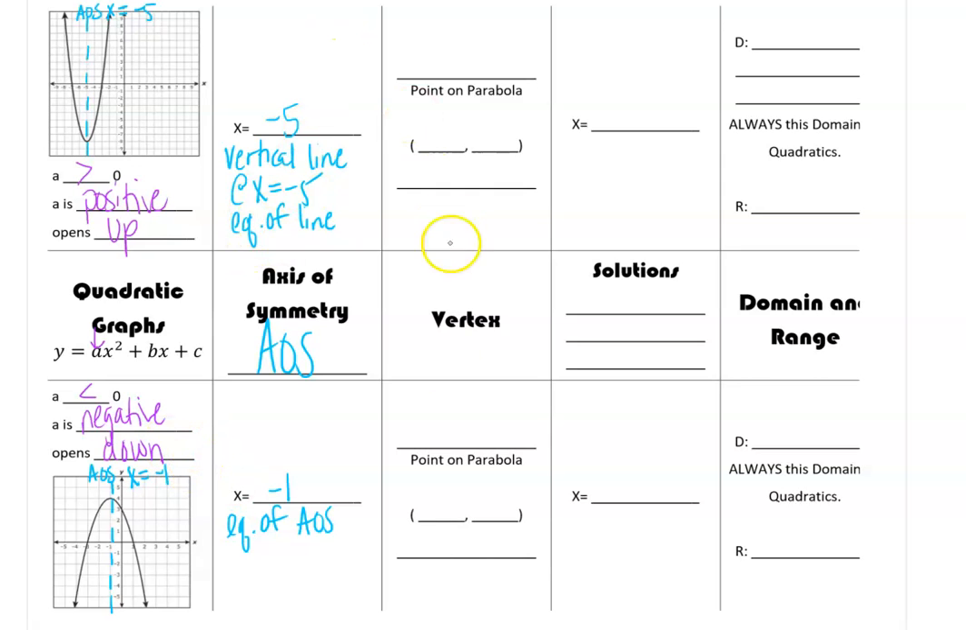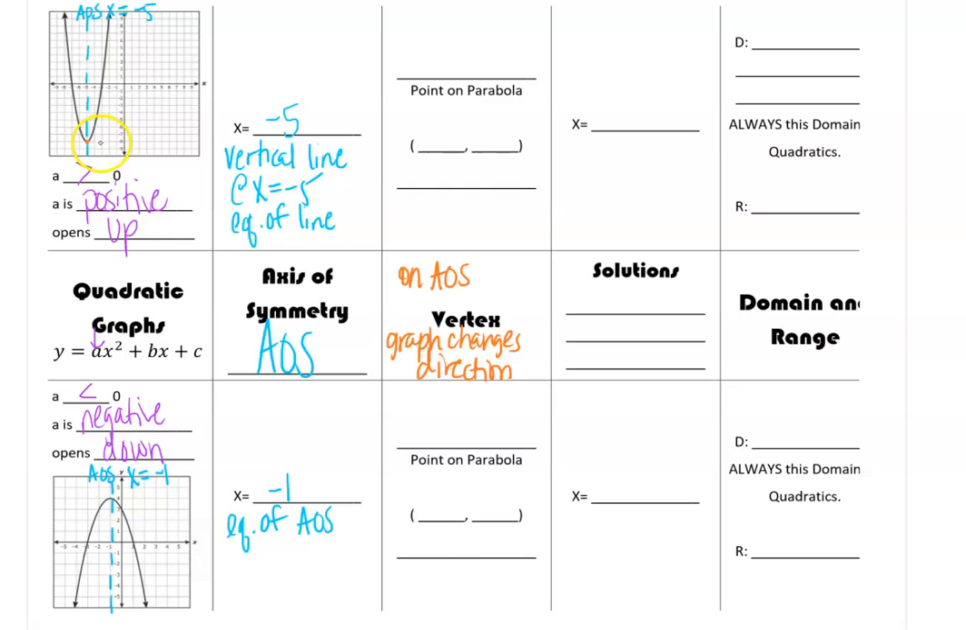Our next one is our vertex. The vertex is on the axis of symmetry, okay? And it is where the graph changes direction. So it is this point right here, okay? So if you look at our graph on the left up there, where my point is, it is right here. That is the point where it changes direction.